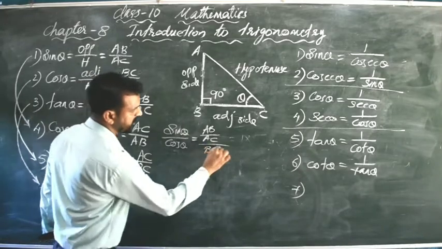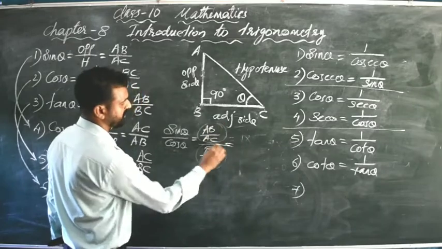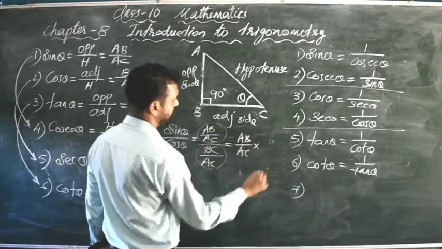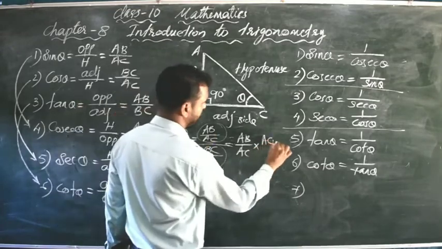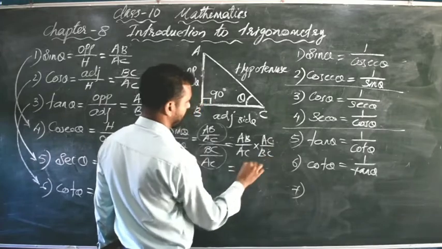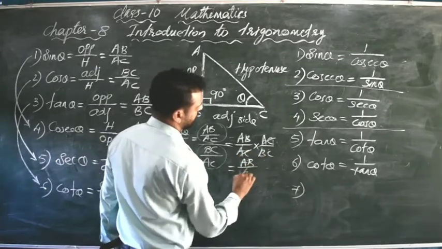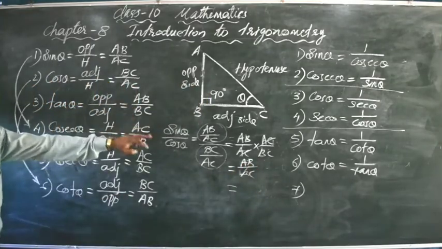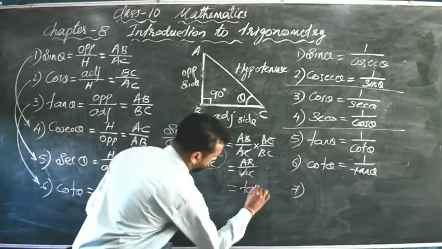Now multiply the numerator into the reciprocal of the denominator. The numerator is AB divided by AC, into the reciprocal of BC by AC, that is AC divided by BC. AC we can cancel. AB divided by BC. Which ratio is that? AB divided by BC, we got the answer, that is tan theta.